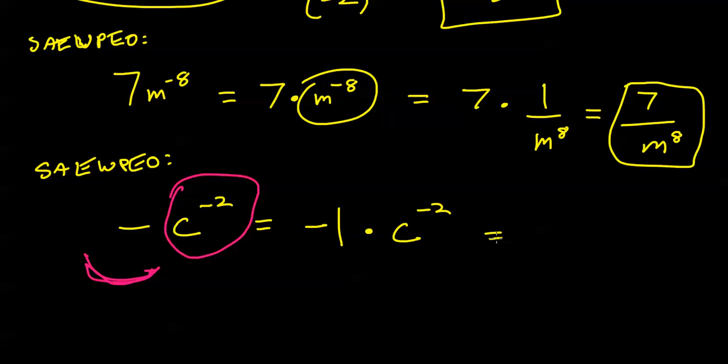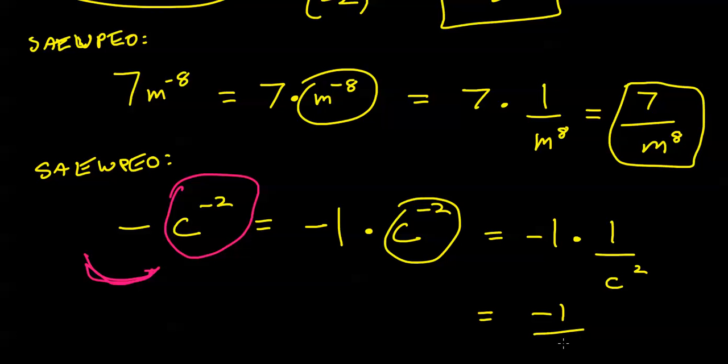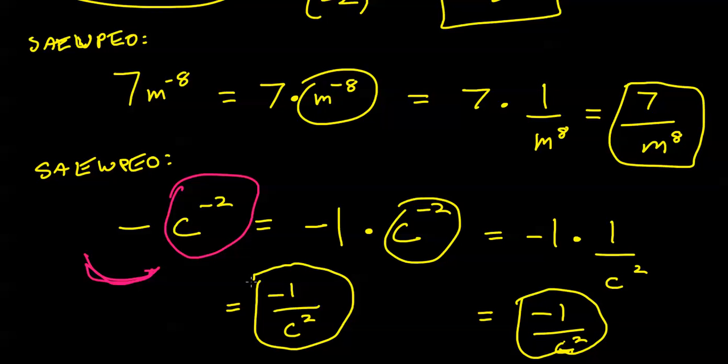Alright, now I'll clear up that negative exponent. I'll get minus 1 times, well, c to the minus 2 is 1 over c squared. And now multiplying across, I'll get negative 1 in my numerator and positive c to the positive 2 in the denominator. Let me rewrite that. Final answer, minus 1 over c to the positive 2 power.